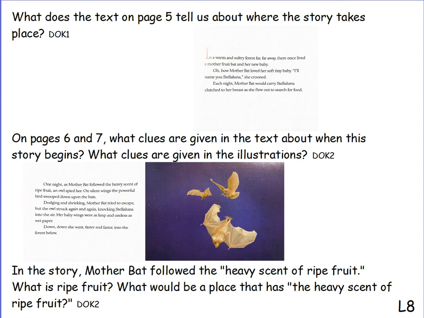One night, as Mother Bat followed the heavy scent of ripe fruit, an owl spied her. On silent wings, the powerful bird swooped down upon the bats. Dodging and shrieking, Mother Bat tried to escape, but the owl struck again and again, knocking Stella Luna in the air. Her baby wings were as limp and useless as wet paper. Down, down she went, faster and faster into the forest below.